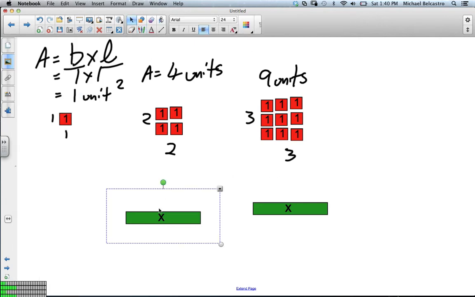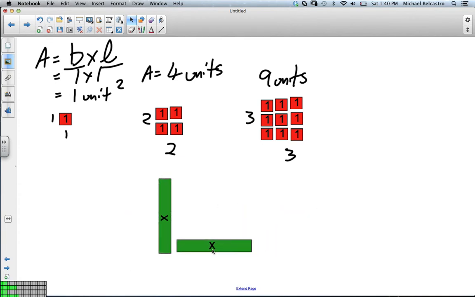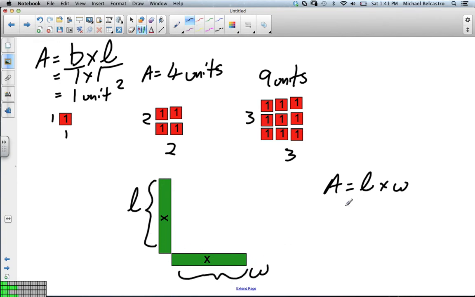Excellent. So this will be our length, we'll call it. It doesn't have to be this wide. And this will be our width or base. Okay. So in other words, here's our length and here's our width. We know that when we multiply them together, we do area. Area is equal to length times width. Well, in this case, my length is x, and my width is what?